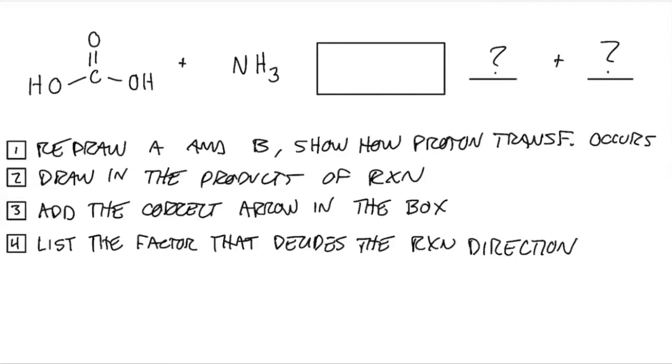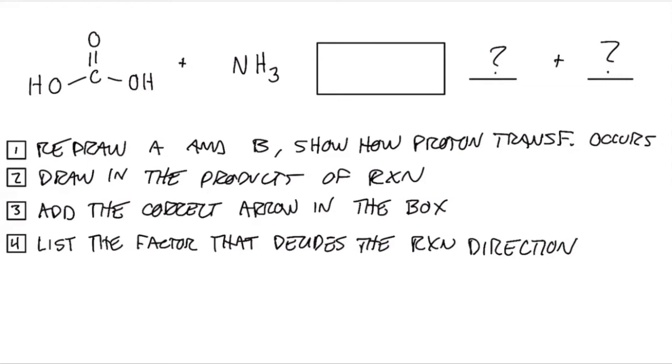So this is the type of format that you should be used to seeing by now. We'll have two things, a box for you to put some answers in, and a couple of question marks for our product structures. So these are the instructions that you will see in similar wording, and this is what I'm asking you to do. First things first, redraw your acid and base, show how the proton transfer occurs, and by that I mean with arrows.